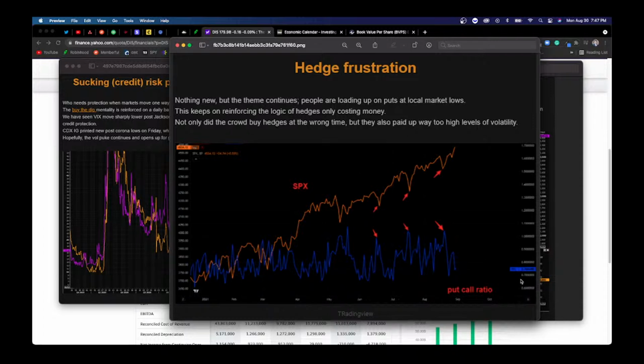People are loading up on puts at local market lows. This keeps reinforcing the logic of hedges only cost money. So exactly. We see these level 4s, level 5s of IWMs coming in right at the lows, and this is what I'm talking about. People start to buy puts right at the lows, which reinforces the notion that people can get squeezed out of their positions, and they're really only hedges. If you think about it in human psychology, once things start to get bad, people think, oh, it can only get worse from here. Meaning, oh, this is the end right here.